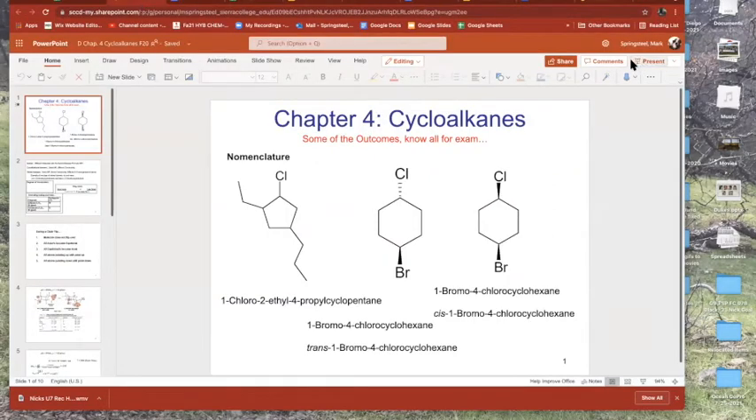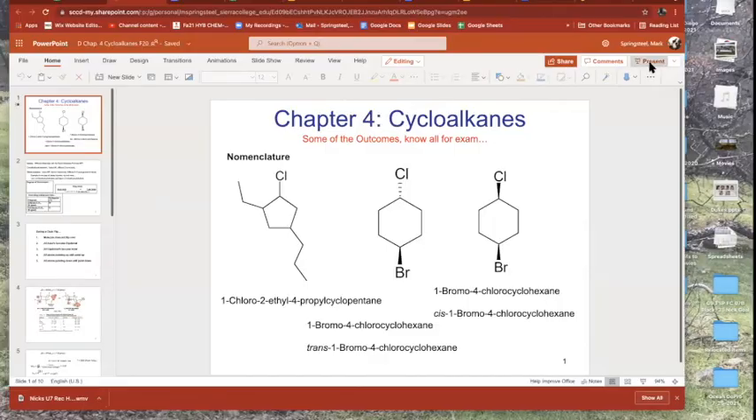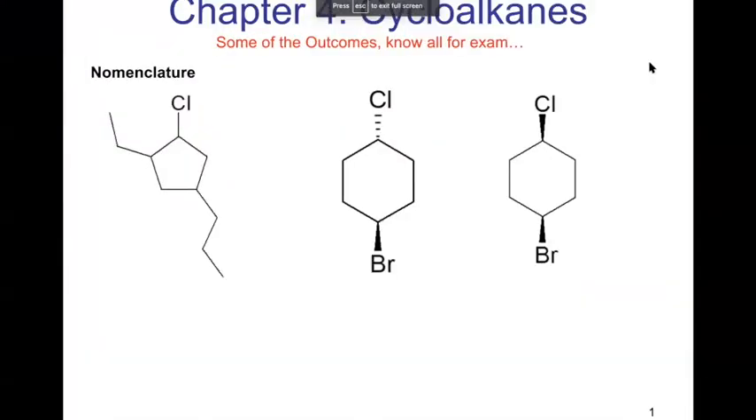Chapter 4. So chapter 4 is about cycloalkanes in general. Like this is a cyclopentane, this is cyclohexane. But we're going to focus mainly on cyclohexane. Cyclohexanes are the main ones. So we'll do a little nomenclature first. We learned how to name alkanes already. Cyclohexanes are pretty similar. So this one here is 1-chloro, 2-ethyl, 4-propyl cyclopentane. So what's going on with all that?